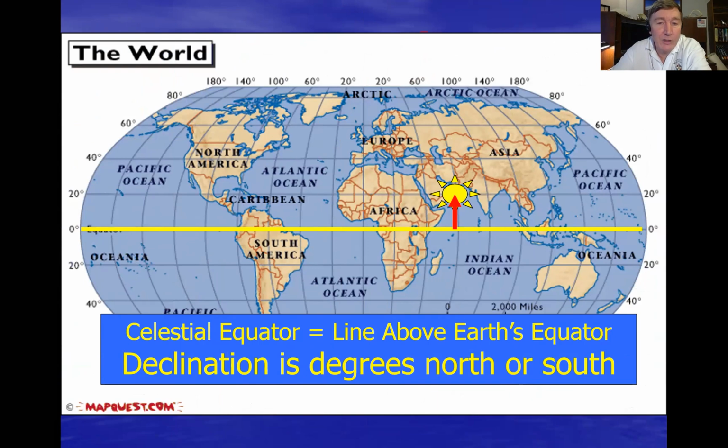So speaking of the latitude part, let's go ahead and talk about that now, because that's my next slide. Another word that you need to know that you may have heard before is declination.